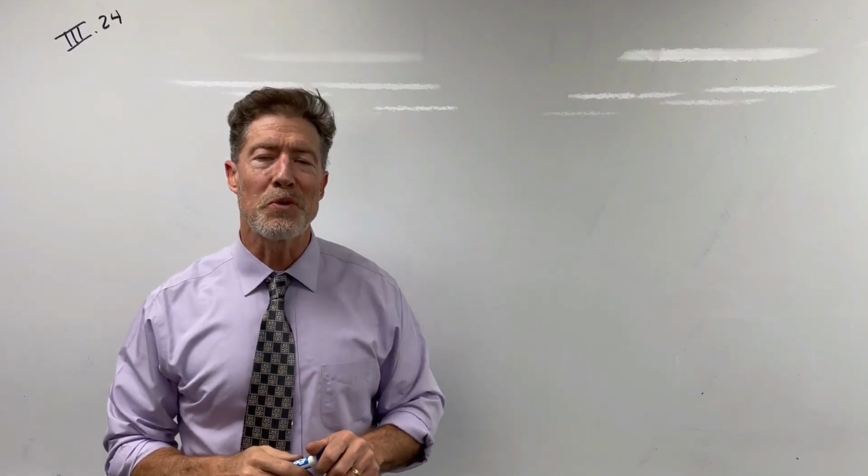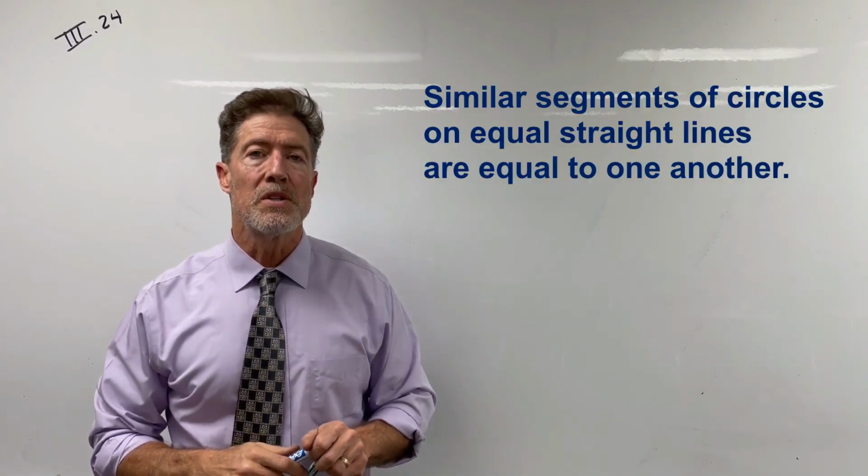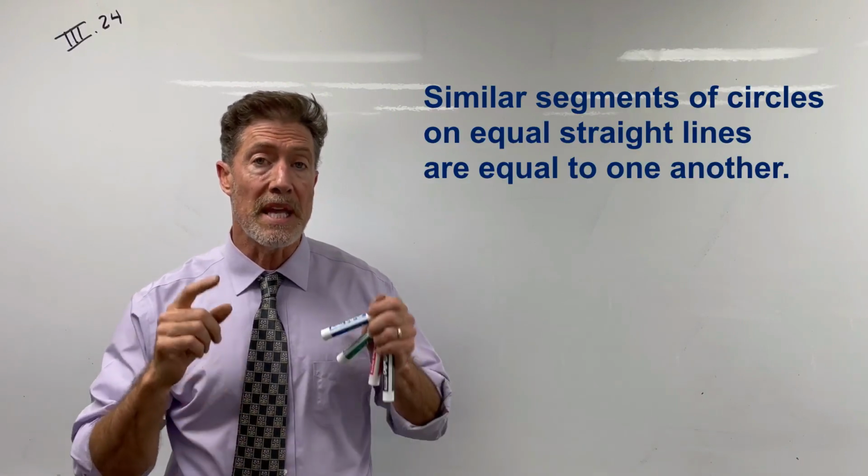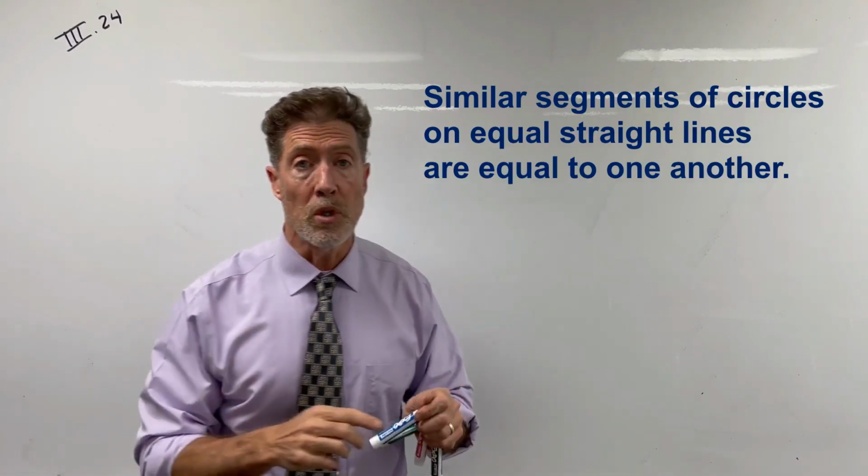Euclid's Elements, Book 3, Proposition 24. Similar segments of circles on equal straight lines are equal to one another.